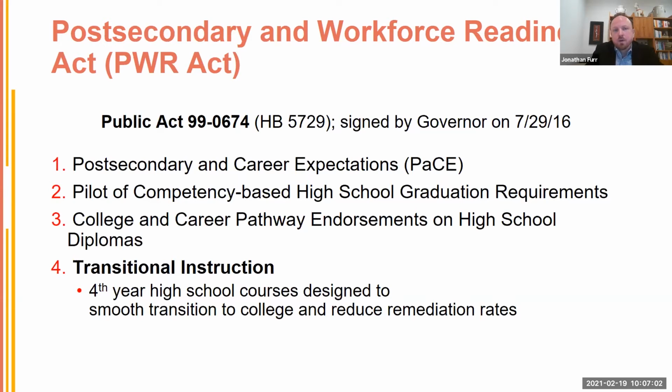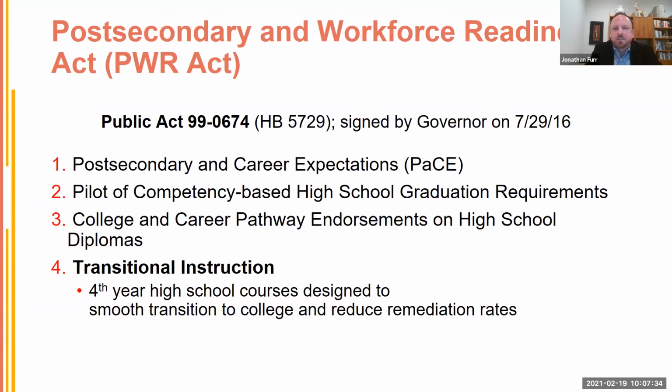And there are 4 overall components that you can see within the law: establishing the post-secondary and career expectations framework, the pilot for competency-based high school graduation requirements, and the statewide system for college and career pathway endorsements. But there was the understanding as part of that work that if we were looking at issues of college and career readiness and not supporting students to enter college and be ready for college level coursework, we weren't having sufficient focus on student needs as we think about this holistic approach to supporting students to successfully transition to college and on to career.